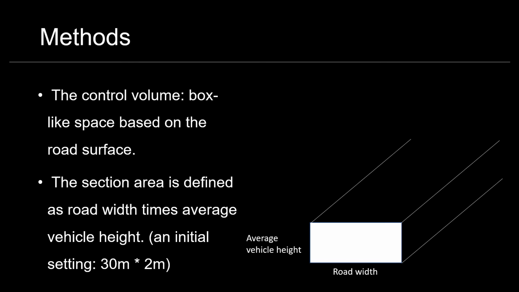Then we need to define a control volume. We can imagine it as a box-like space based on the road surface, and the section area is defined as roadwise times the average vehicle height. The initial setting here is 30 meters for roadwise and 2 meters for the average vehicle height.